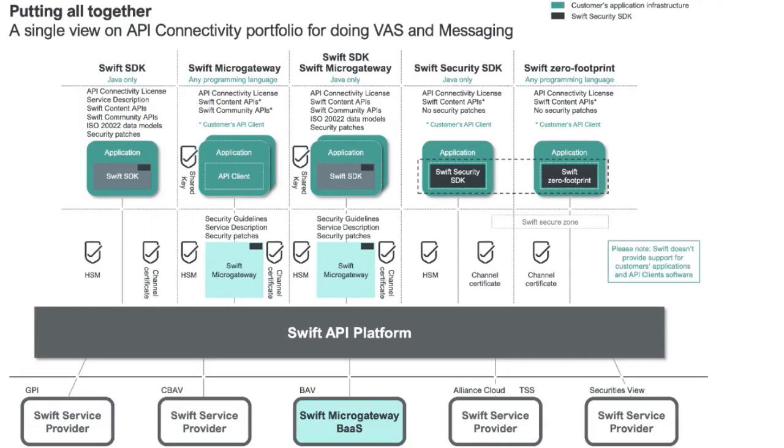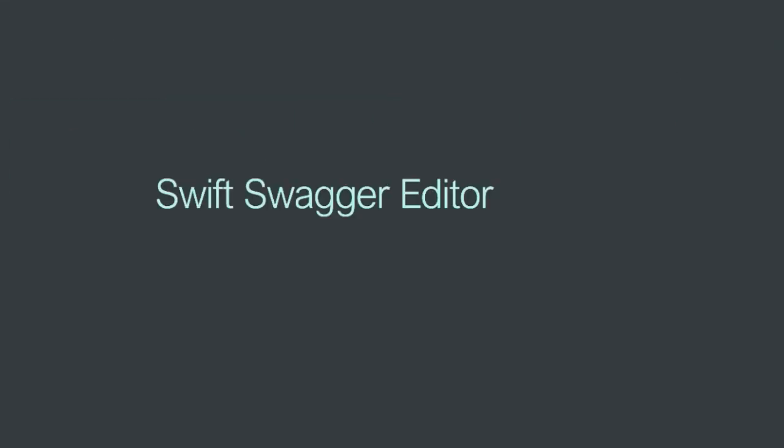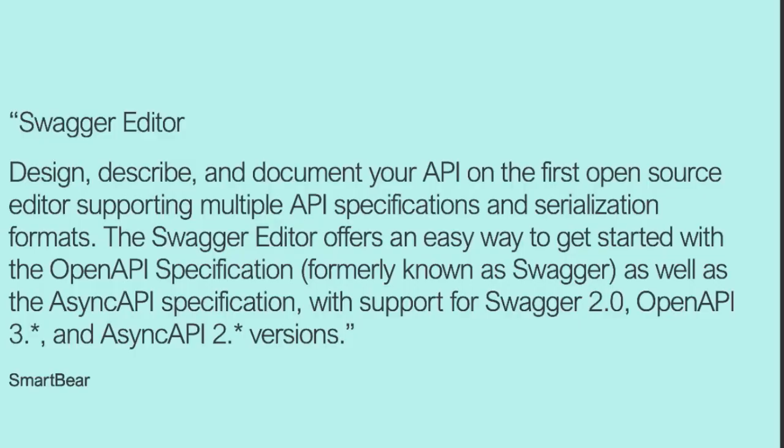So very quickly, what is Swift Swagger Editor about? Swift Swagger Editor originates from Swagger Editor, which is open source software available under Apache license version 2.0, coming from SmartBear. And the purpose of this editor, as you see, is to design, describe, and document APIs. As of today, the Swagger Editor supports OpenAPI specification 3.x and AsyncAPI 2.x.